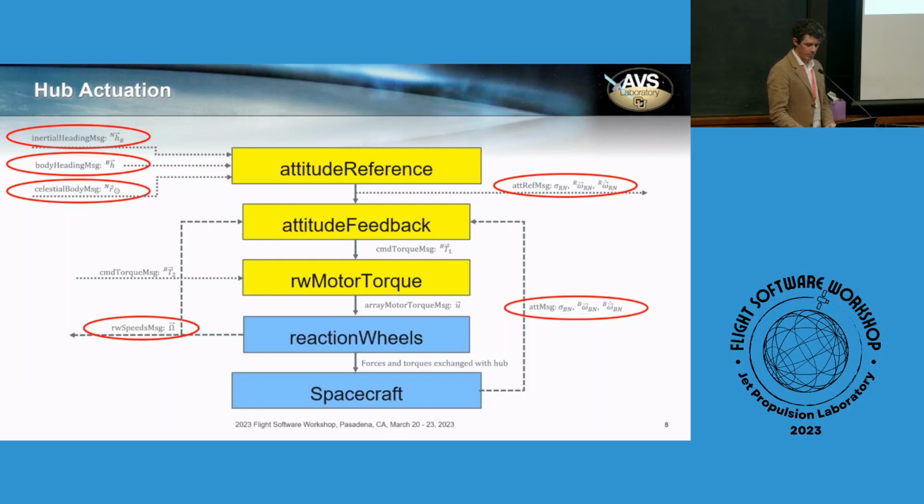Also, we receive measurements of the current spacecraft attitude and angular rates and accelerations, and those go into the attitude feedback module to compute a torque that needs to be delivered to the hub. Together with that, we also have the torque that the thruster produces on the system, and those two are combined and added together to compute the torques that go into the reaction wheels, which are this array motor torque message that goes into the wheels.